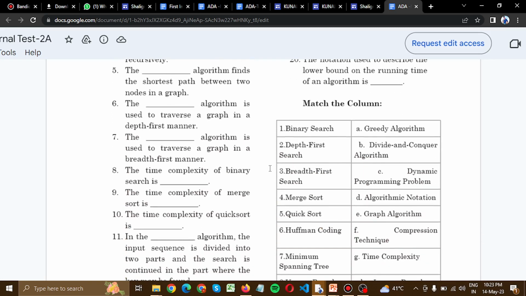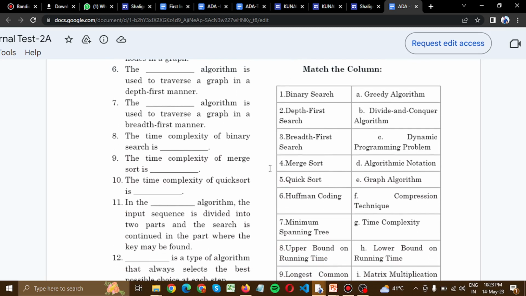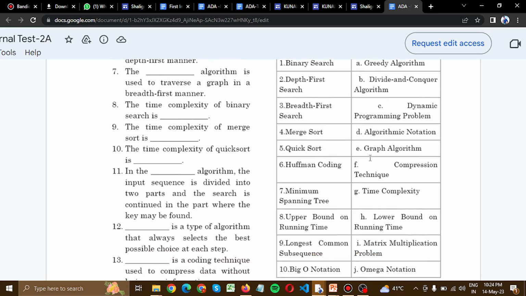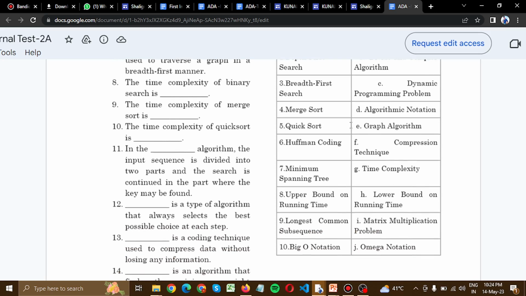Now we will see the match the columns. First is binary search. Binary search we will match to the divide and conquer algorithm, because this is an example of a divide and conquer algorithm. Now next, depth first search. It is an example of a graph algorithm. Now next, third, breadth first search. This is also a graph algorithm. Now fourth, merge sort. This is an example of a divide and conquer algorithm. So we will match to the divide and conquer algorithm.